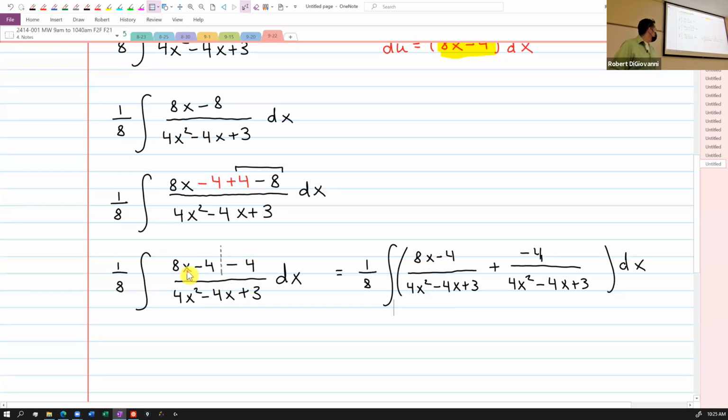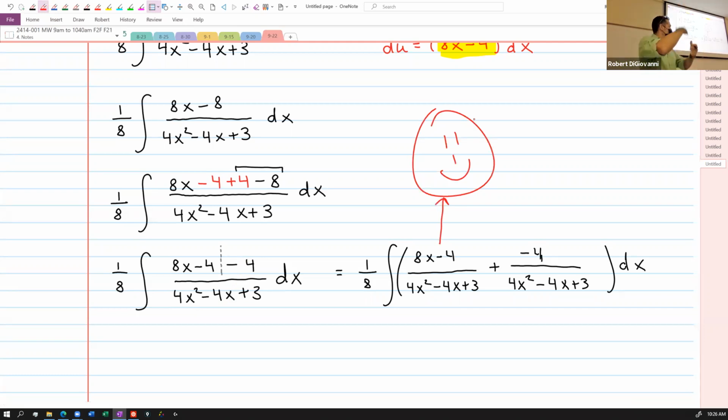But I want the 8x minus 4 together so that this first integral right here, I'm happy about, right? Because the bottom is u, and the top is du, exactly, perfect. I made it perfectly match. So what will the antiderivative of this be? If that's really just u on the bottom and the derivative on the top, that's like 1 over u du, isn't it? So the natural log. Make sense?